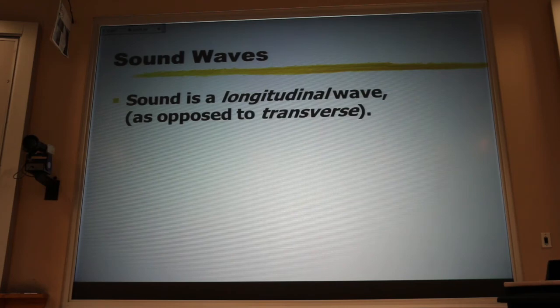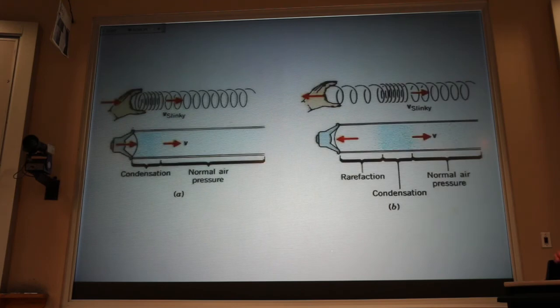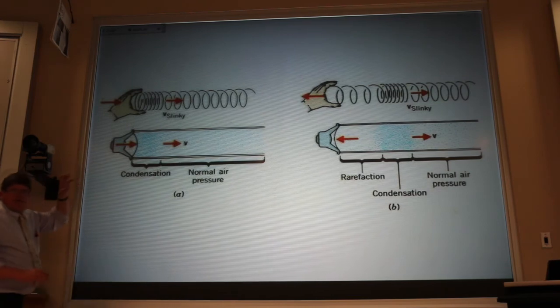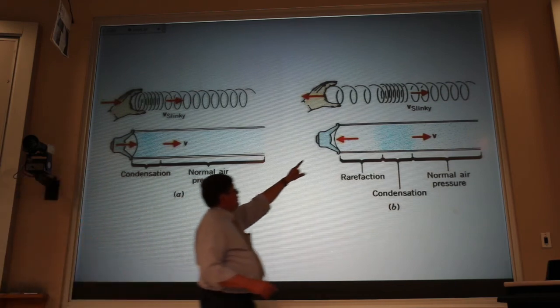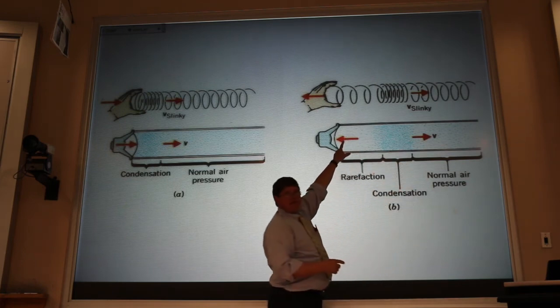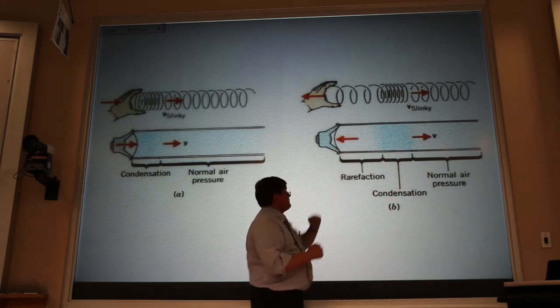We're running out of time, so let's quickly talk about sound waves. Sound is a longitudinal wave, and by that we mean that the motion can be represented with a slinky. If I take a slinky and make a bunch of disturbances, a bunch of pulses, what I end up with is some compressed regions where the slinky is bunched, and some rarefied regions where it's spread out.